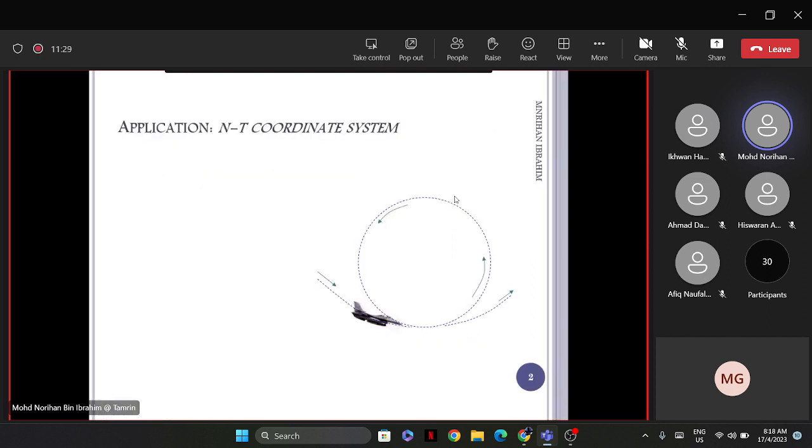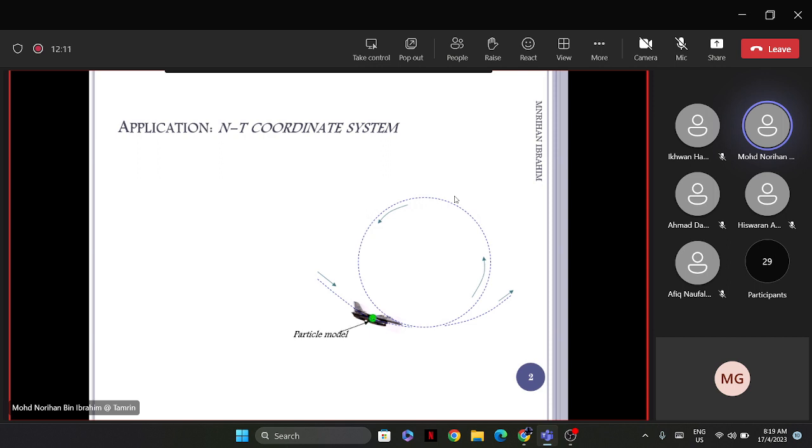Okay, we're going to discuss today this normal tangent coordinate system. As explained before, the normal tangent coordinate system is one of the methods, a way of solving problems in curvilinear motion, especially for an object, physical body, or particle which moves according to a curvilinear path of motion or circular path of motion.